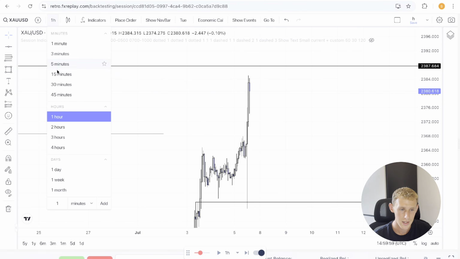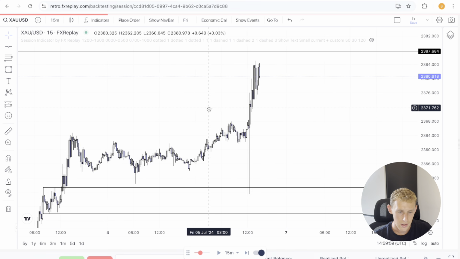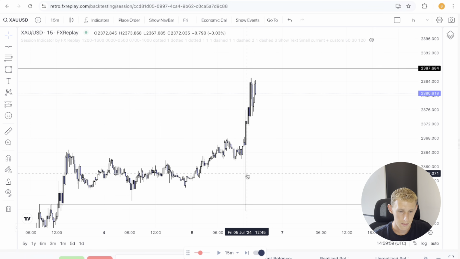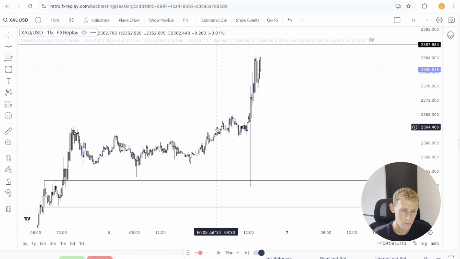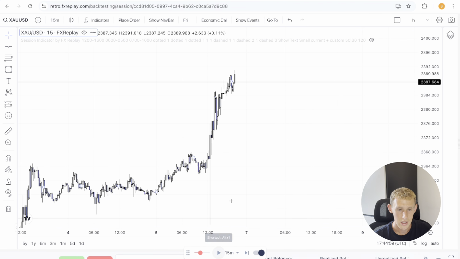In terms of buys, next point of interest for me, there isn't really one here. This is kind of a bit of a mess. Maybe if it came down and retested this demand, but apart from that, there's not really anything here. And yeah, there you go.